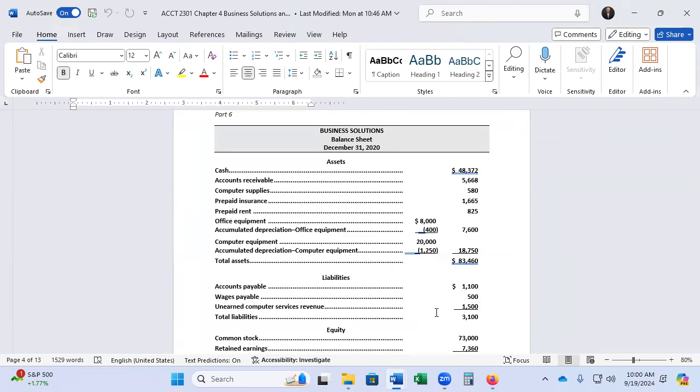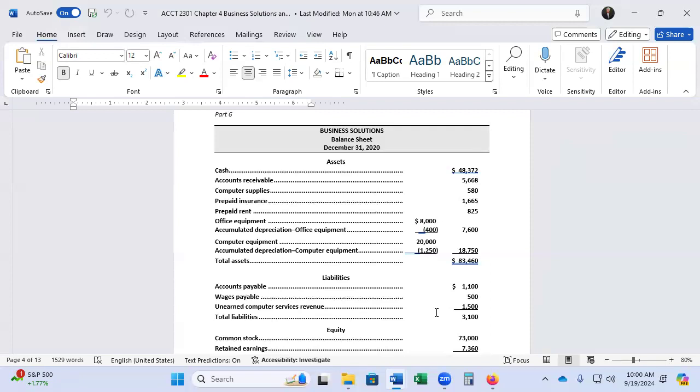And one thing that you'll want to note is that the balance sheet is the only one that exists just for one day. And so you see Business Solutions, the balance sheet, and then December 31st, 2020. So they're telling you, as of this date, this is our best representation of what we have on our balance sheet as of that date. So this is the book value of the company's assets, liabilities, and equity.